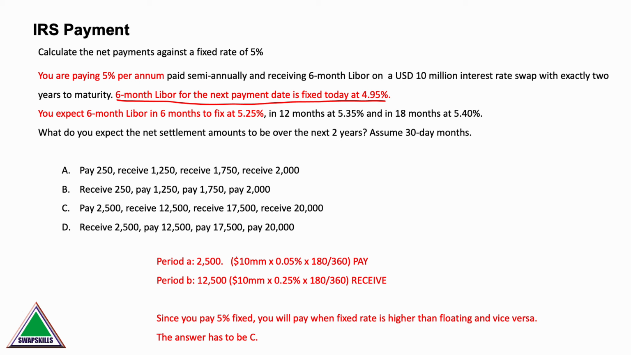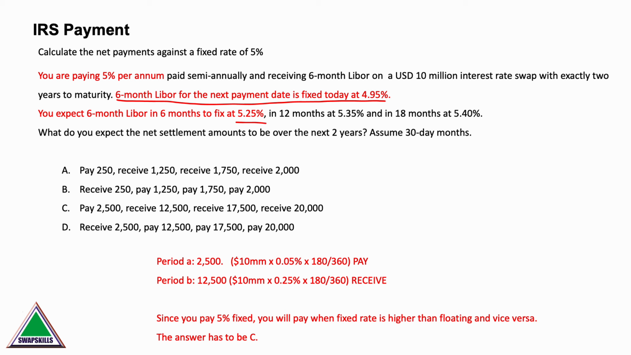You expect 6-month LIBOR in 6 months to fix at 5.25. So for the subsequent period, what will happen? You pay at 5%, you receive 5.25. So you will be earning 25 basis points more than you're paying. So that's going to be your income on the next 6-month period on $10 million. Now, we've got the interest rates for 12 months and 18 months. You don't need to know those because we already have enough information to work out an answer.